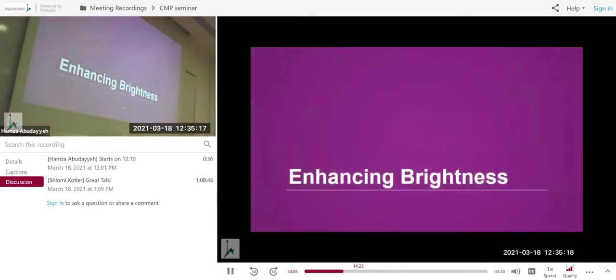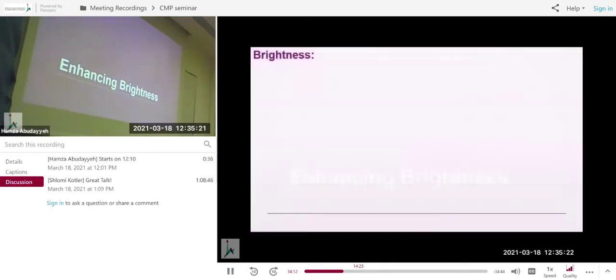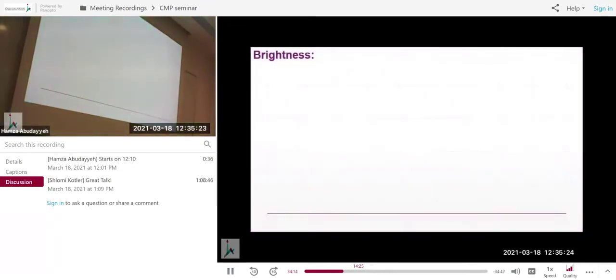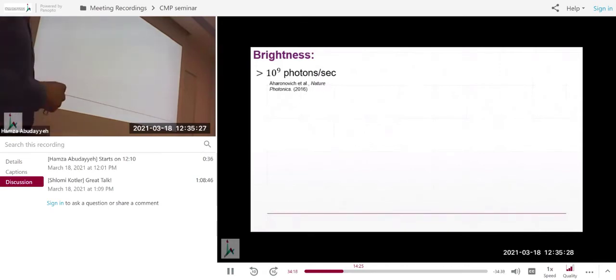Now I want to move on to talk about how we enhance the photon rate coming out of these sources, okay? So the brightnesses we typically require are something like 10 to the 9 photons per second. This is a very high rate. And the way we can improve the brightness of these sources, as I told you before, they have these intrinsic problems, and we can improve them in two ways.